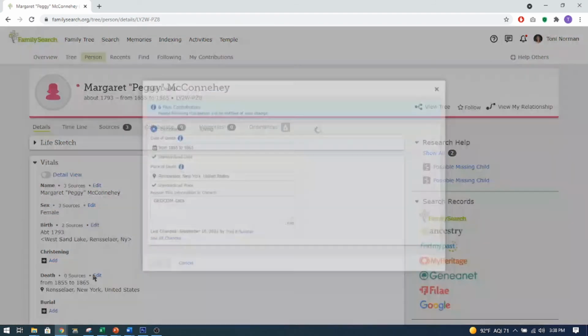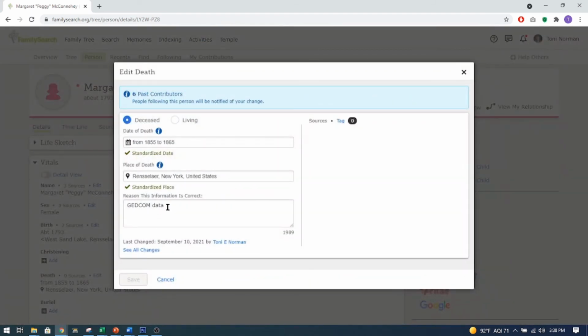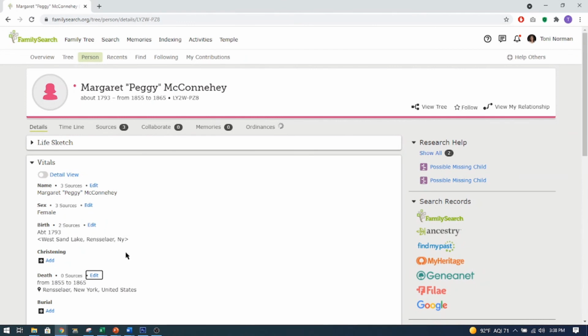Now let me go in here. One of the things I could have done, this says GEDCOM is where this other person got the information. And I'm going to put down census records. So that gives them the source. That's how I've chosen that time frame.